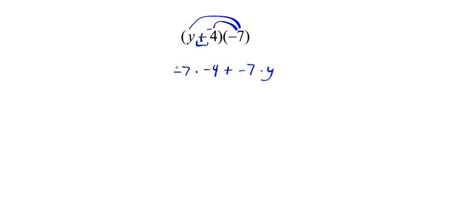Go ahead and simplify. Negative times a negative is going to be a positive, so it's a positive 28 plus negative times a positive is going to give me a negative 7y. And again, you'll see the book write this with the variable in the front, negative 7y plus 28. And there's our final answer.